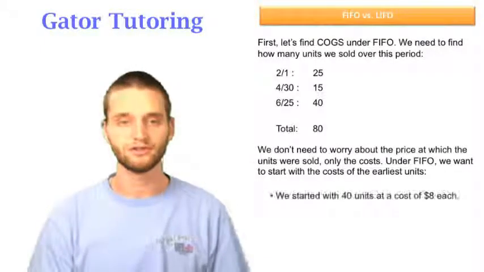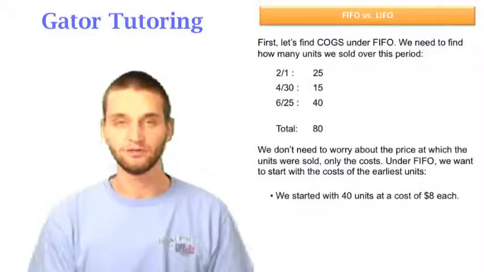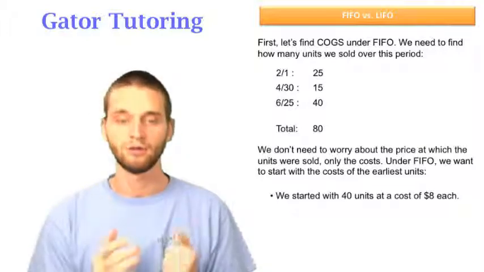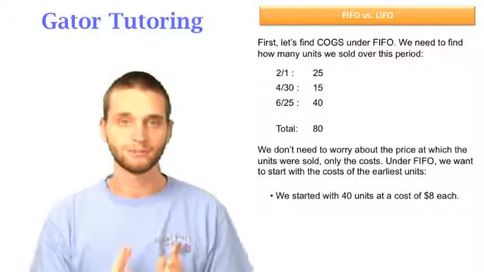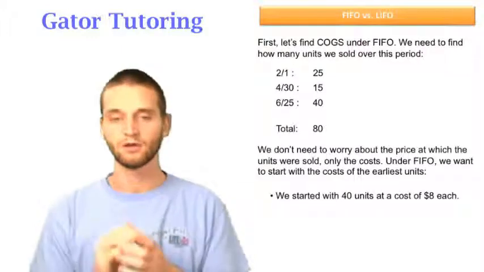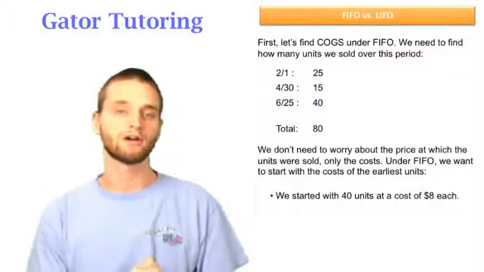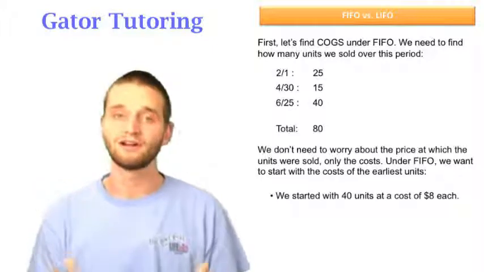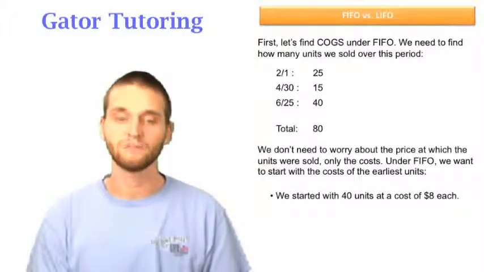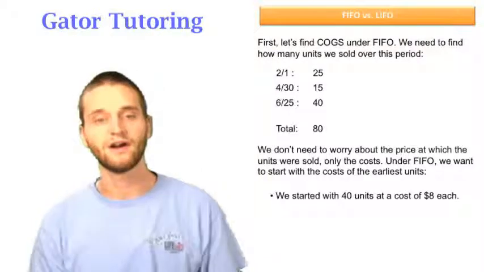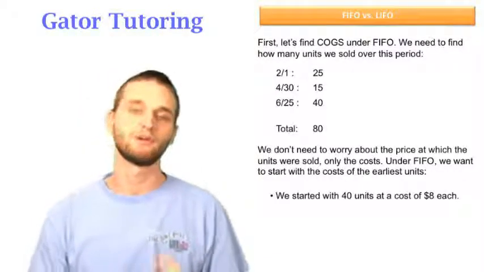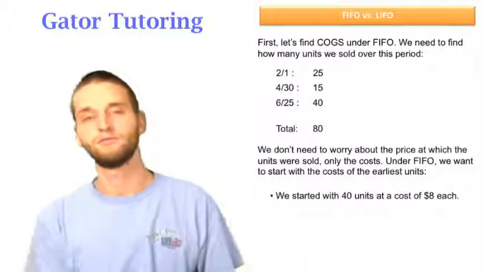And the question tells us that we started with a beginning inventory of 40 units, each of which cost $8. So again, we're trying to attribute some cost to these 80 units. Starting at the beginning, we had 40 units that cost $8 each, so that takes care of half of our 80 units, but we still have to find some cost for the other 40. So we move forward in time. That's what we do with FIFO. We start with the earliest shipment and we move forward.